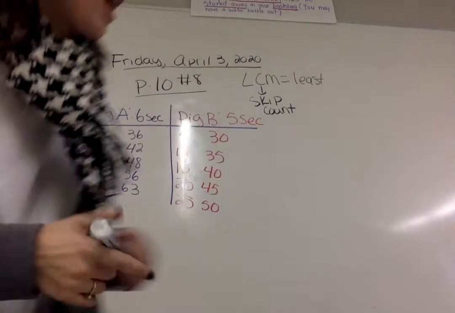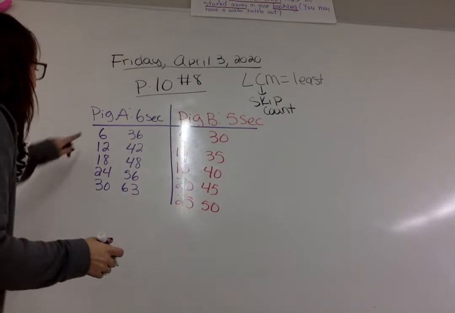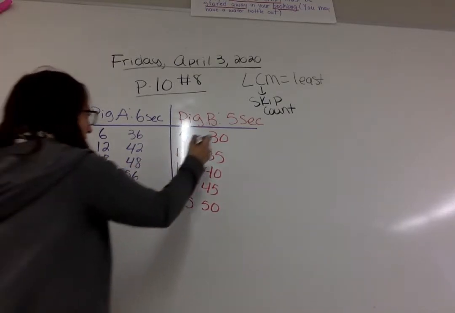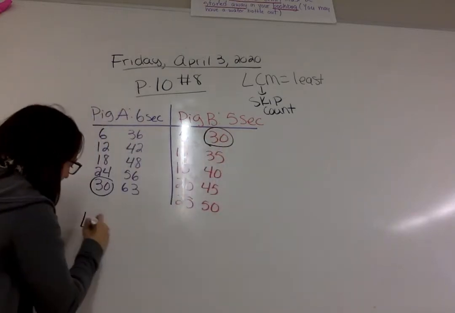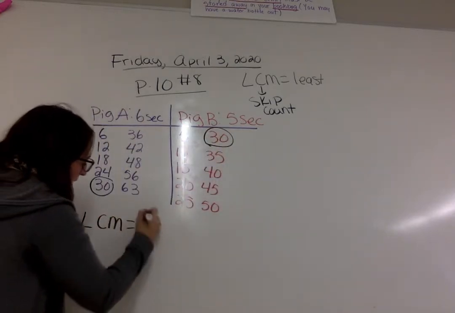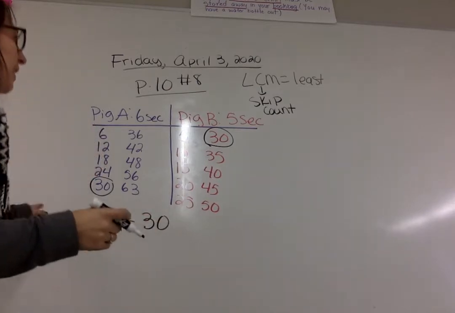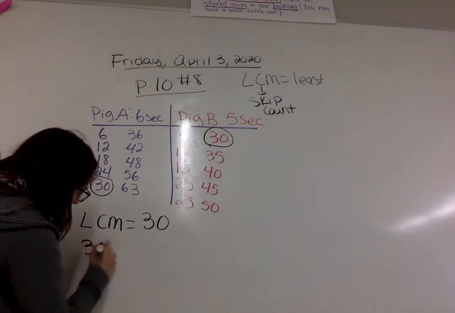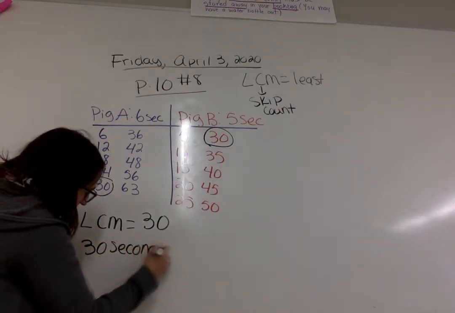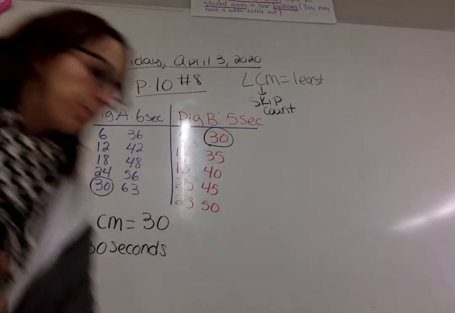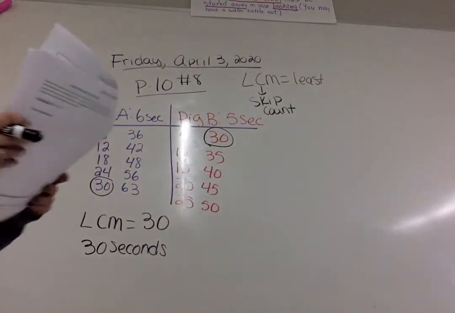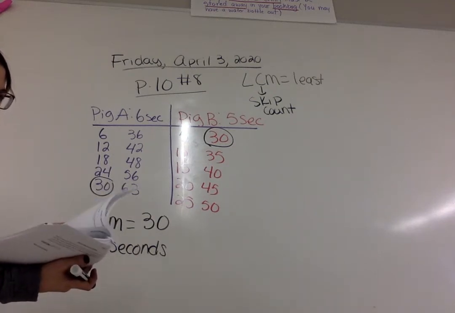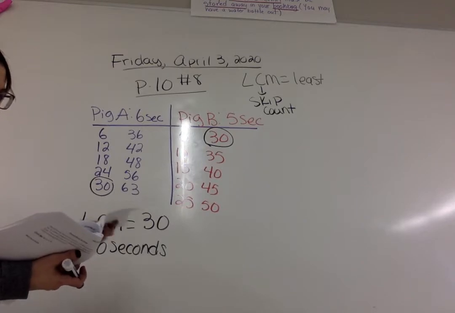Now, I'm going to figure out what numbers are shared between both. There's no 6, 12, no, 30. Oh, I see a 30 here and a 30 here. So my least common multiple is 30, which means both pig A and pig B will be together in 30 seconds. So it will be 30 seconds when both pig A and B will be reunited. Okay? I'm going to model for you page 14 now.